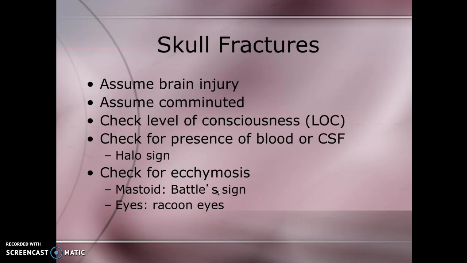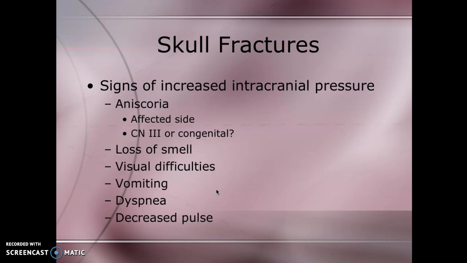Check their level of consciousness, halo sign, as I mentioned, and Battle sign and raccoon eyes. We've been all over that, and we know to look for those things. So increased intracranial pressure should also be monitored if you have a patient with a skull fracture. So anisocoria is the unequal pupils, and you have to figure out which one is the affected side.